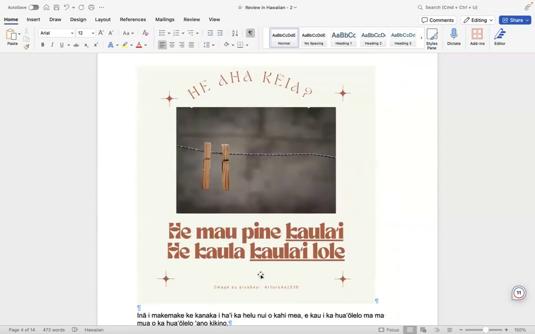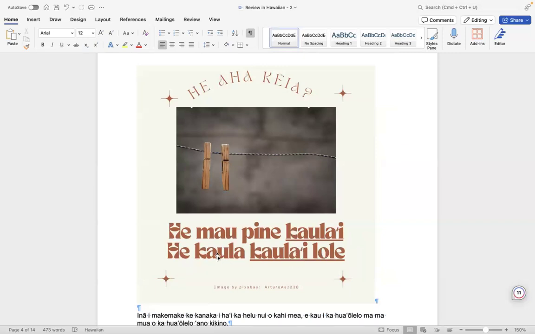He aha kēia? He mau pine kaulaʻi. So I asked, what is this? And I said, he mau pine kaulaʻi. If we wanted to have plural with this particular form, we would insert the word mau before the plural things that we're describing. So when I say he mau pine kaulaʻi, it's like I'm saying there are some clothespins.